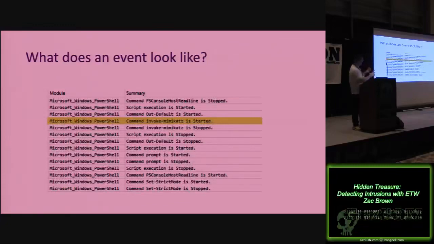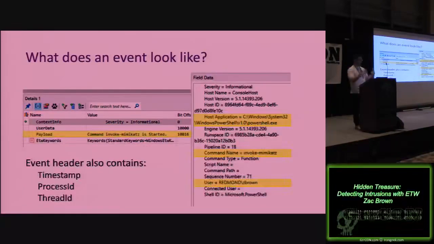So I've zoomed in a little bit on that center part. And that highlighted line says command invoke mimikatz is started. That trace was from the PowerShell trace. I made a fake invoke mimikatz and I ran it, and this is one of the events that came out of the PowerShell trace. When we drill down, on the bottom portion of the window, the top left is the available properties. There are 4 in this case: context info, user data, and payload. The highlighted one, payload, gives you a summary for the PowerShell provider in this case.